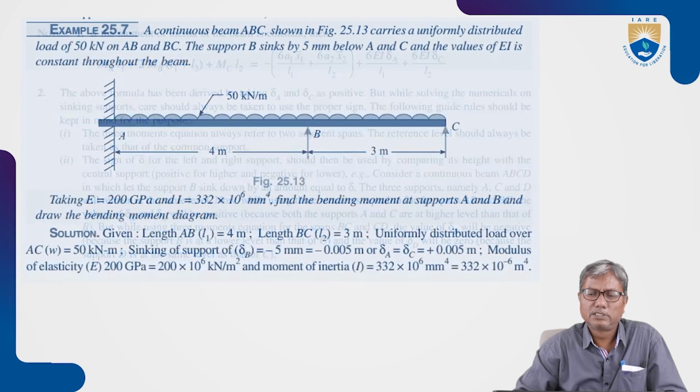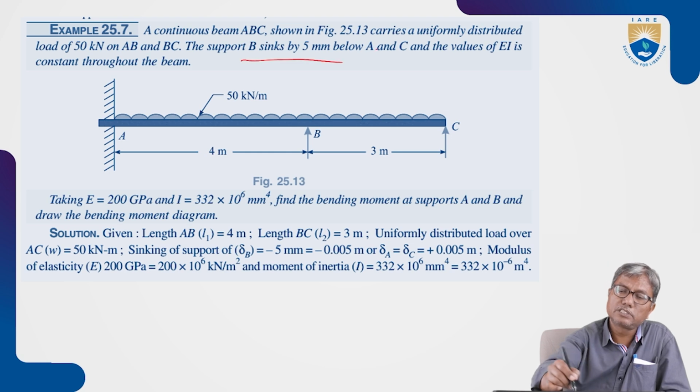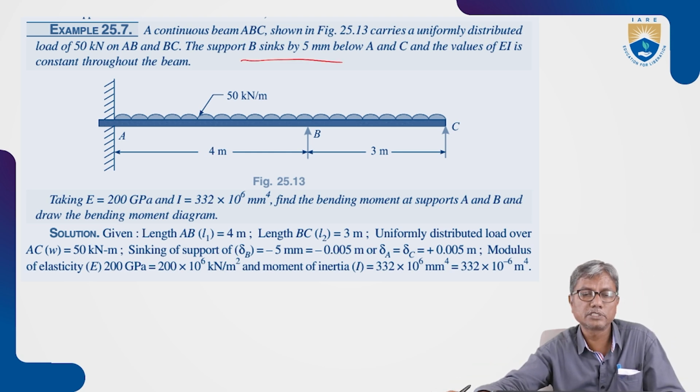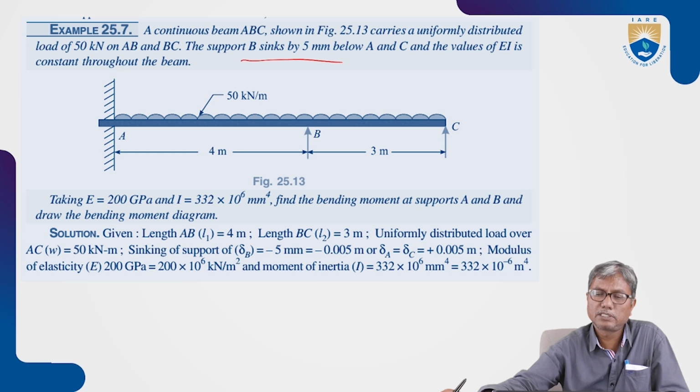Now let us consider some numerical examples. Consider the continuous beam ABC with the support B sinking by 5 millimeters, and subjected to a uniformly distributed load of 50 kilonewton per meter over the entire length.